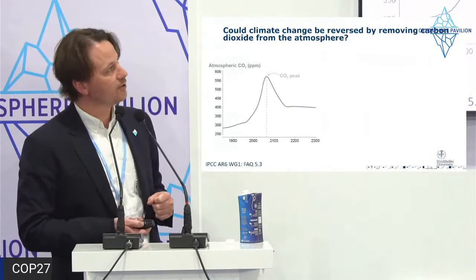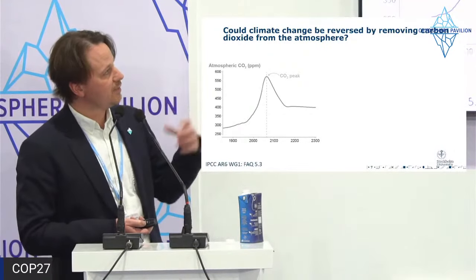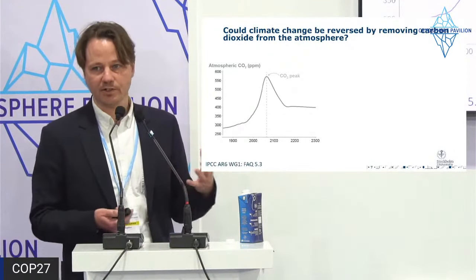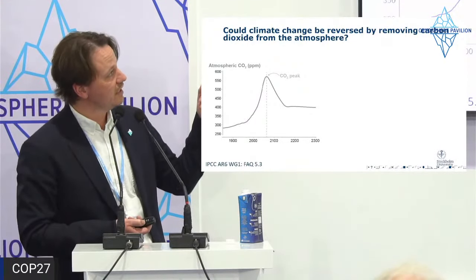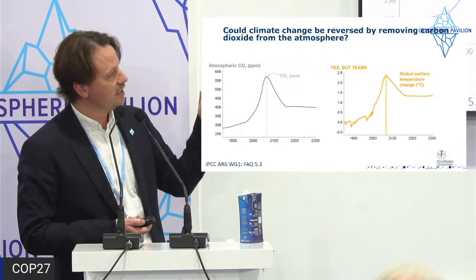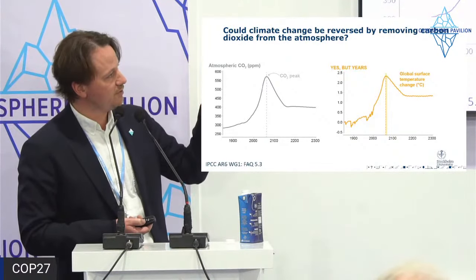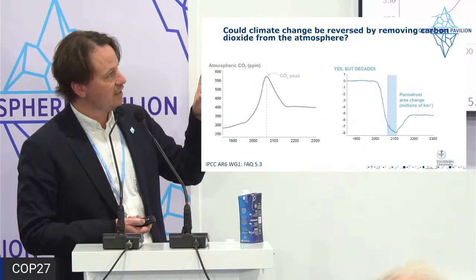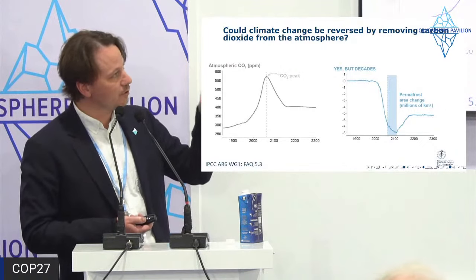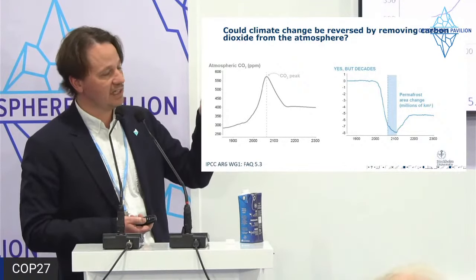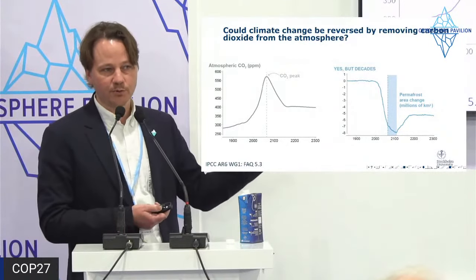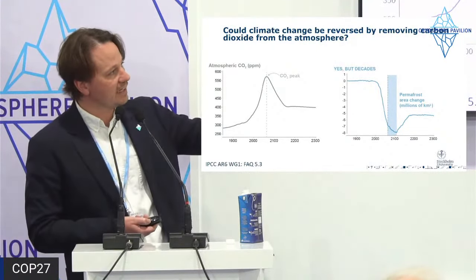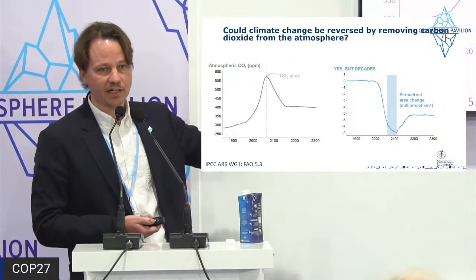So the IPCC also looked at to what extent climate change is reversible. This also relates a lot to tipping points, and they asked this question: could climate change be reversed by removing carbon dioxide from the atmosphere? And they say yes, if it comes to global surface temperature change, but there will be lag times of several years. If you're looking at permafrost extent, they also state that it's reversible, but with a lag time of decades, perhaps centuries. So this would point towards the IPCC not seeing at least a tipping point in permafrost extent under the scenarios we have here.